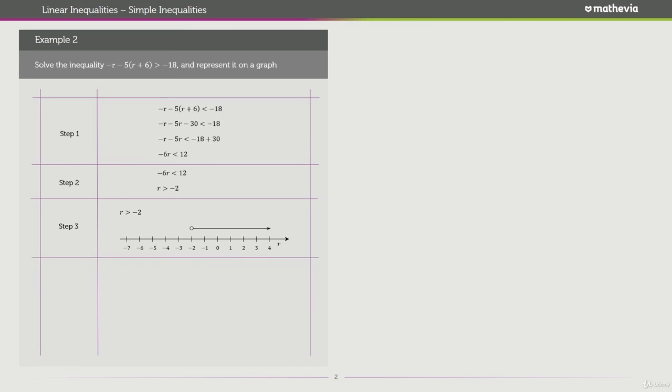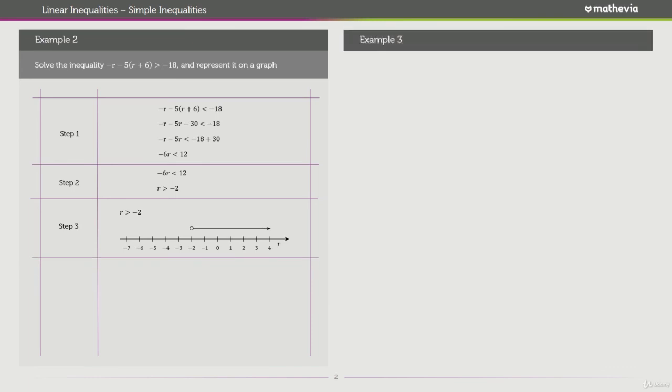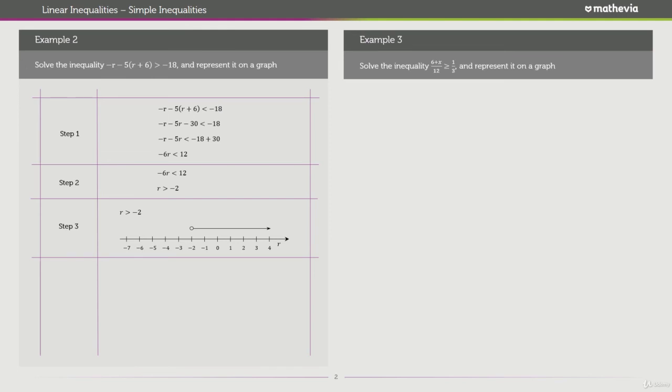So I have one final example, example 3. Example 3 says solve the inequality. Now this looks interesting. Solve the inequality (6 plus x) over 12 greater than or equal to 1 over 3, and represent it on a graph.